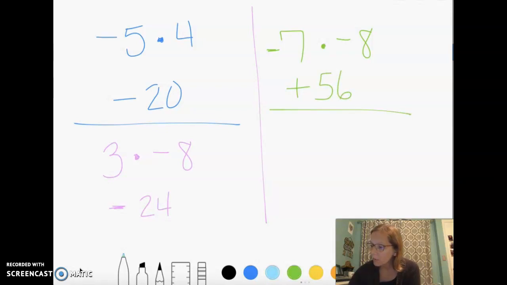And let's do one more of these. What if I have -9 times -4? Again, two negative signs mean I'm going to have a positive answer, and 9 times 4 is 36. So that's multiplying with integers. Let's do some dividing.